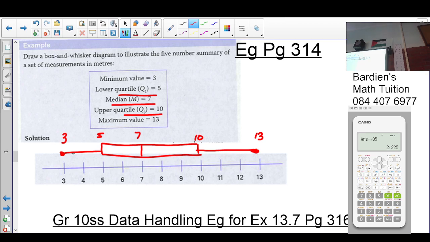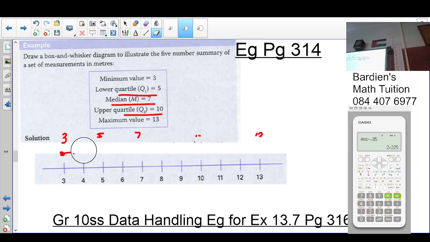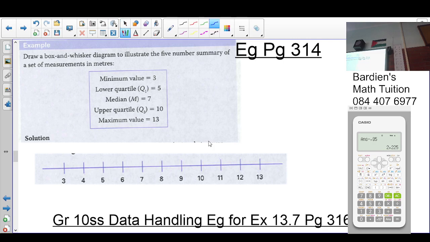You understand? Any confusion? So do it again. I'm going to change the color. Right, let's go again. The minimum value gets a dot. The maximum value also a dot. And that's always the case.